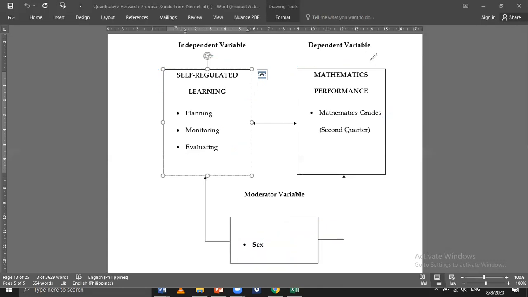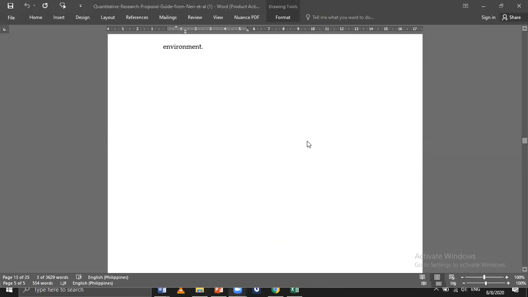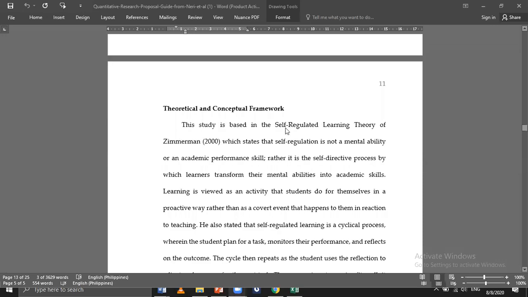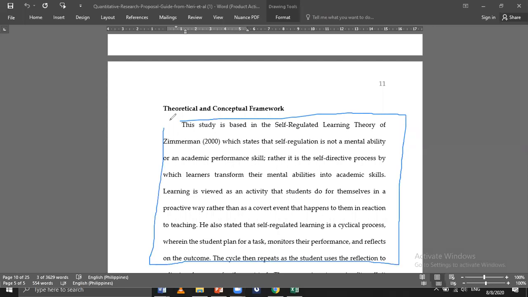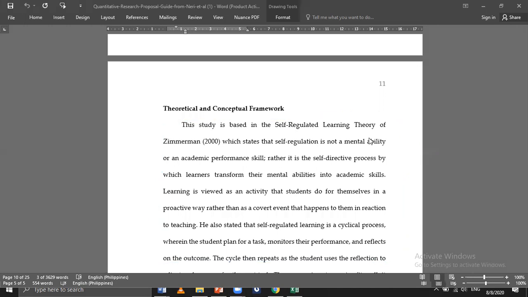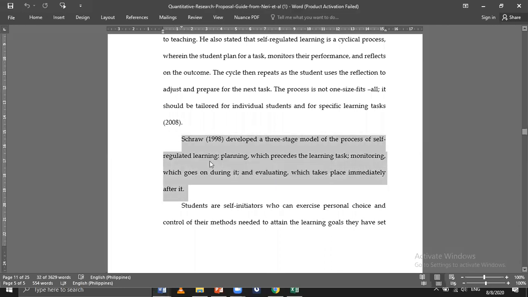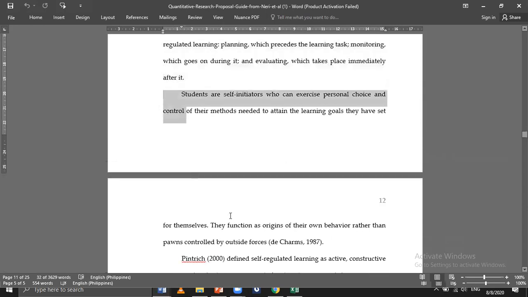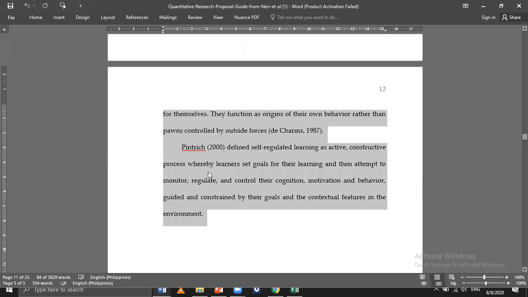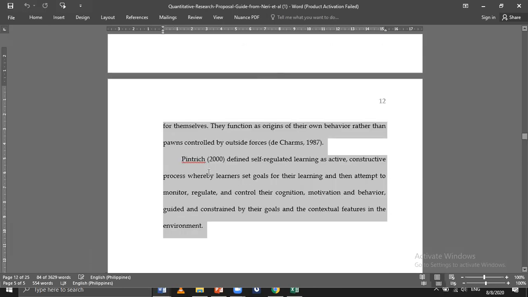Let's have the review first on this part. In the theoretical framework, the first thing you need is the theory. Let me draw. This is the theory. And then you also need to have the concept which has the indicators for your independent variable so that you can measure your independent variable, and also some supporting concepts for your theory.